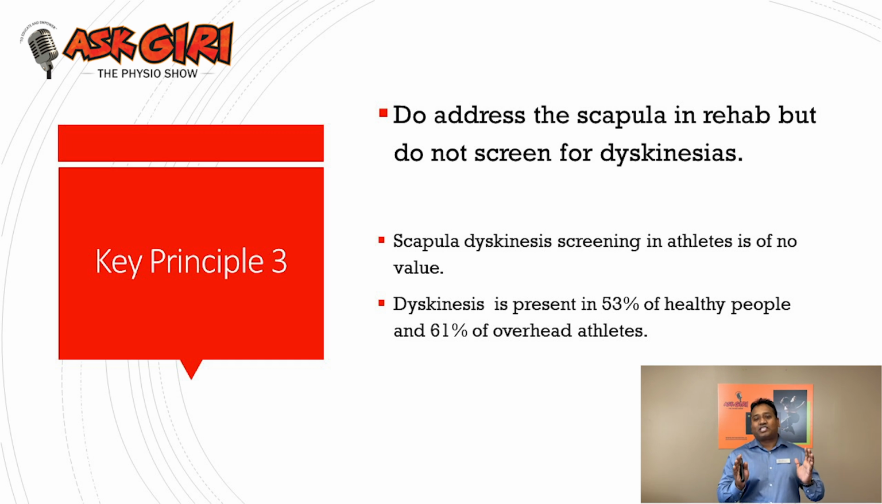They do ask me quite a bit of questions about scapular positions, dyskinesia, how much the scapula is moving or rotating when the patient is moving. Yes, we have to take into account a few abnormalities, but we don't have to dwell too much on the dyskinesias or pay too much attention there. That is what key principle number 3 is saying. So it's of no value, they're saying. You don't want to focus too much on that because normally dyskinesia is present in 53% of healthy people and 61% of overhead athletes. So, just a key point to take home.